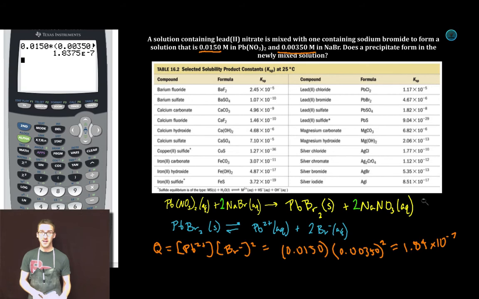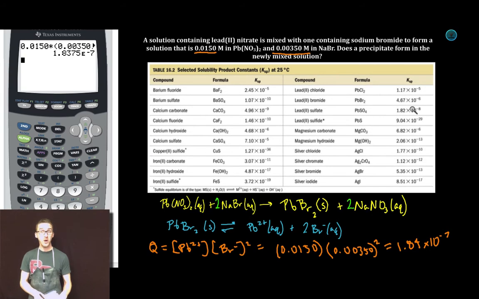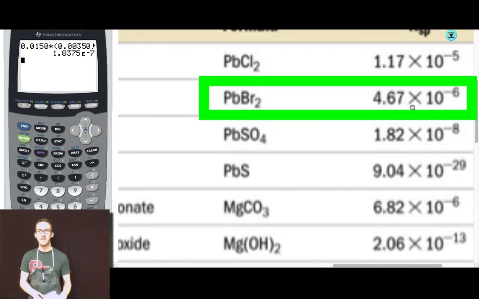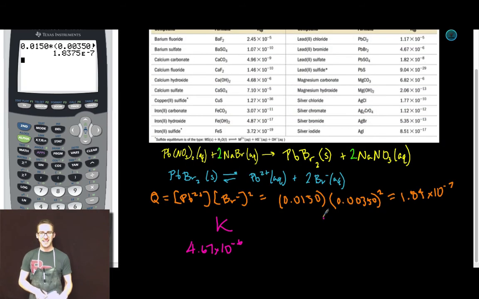Let's compare K to Q. We know that the Ksp value for lead-2 bromide is 4.67 times 10 to the minus 6. Boom! And Q, we just solved for, is 1.84 times 10 to the minus 7. Comparing K to Q, K is larger than Q. So our reaction is going to favor the formation of the ions, not the formation of our solid precipitate.